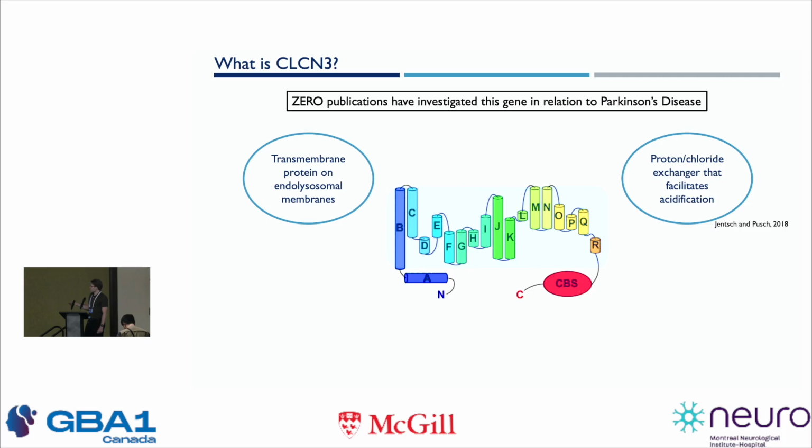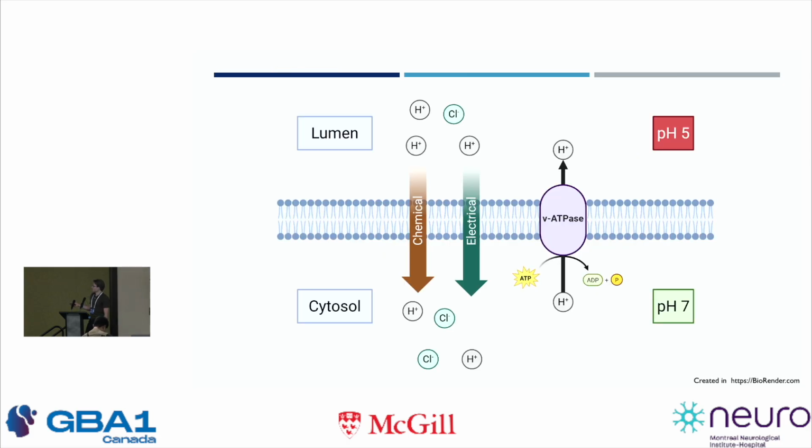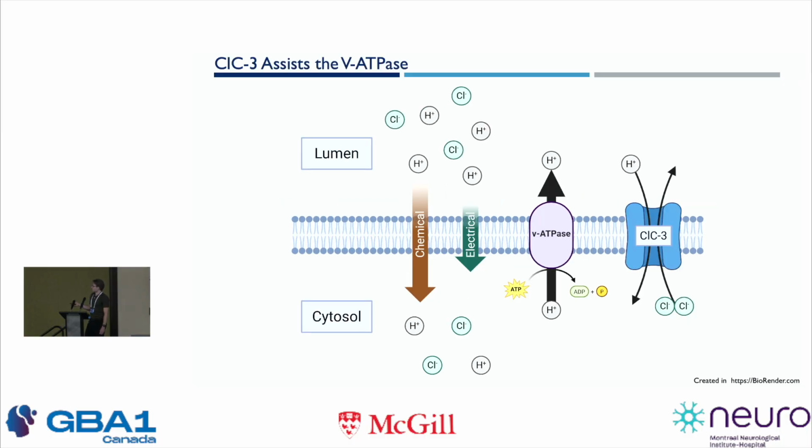From there, the expected function is that it is a proton-chloride exchanger that helps facilitate acidification of the lysosome. But how does this work? Well, normally, the V-ATPase uses ATP to pump protons against both the electrical and chemical gradient in order to acidify the lumen of the lysosome. And what CLCN3 does is it exchanges one proton for two chlorides, bringing in two negative charges that helps reduce the electrical gradient and make the ATPase work more efficiently.